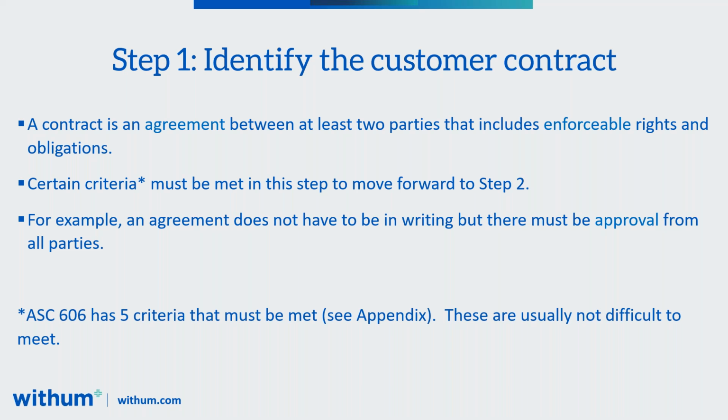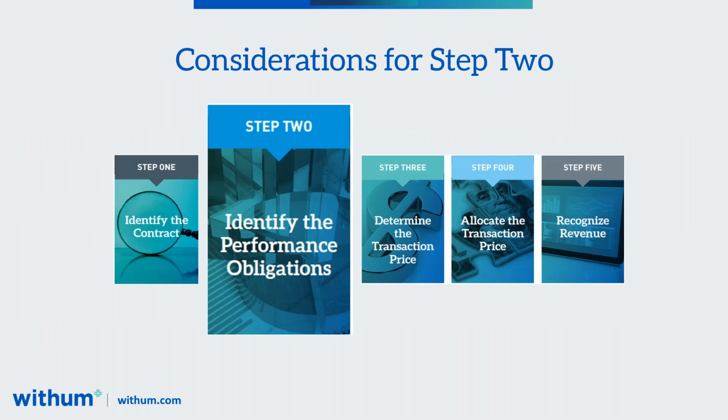And do keep in mind that it doesn't necessarily have to be in writing, right? And we're talking about accounting now. We're not talking about the law or legalities. Obviously, for that, you would probably want to have a contract in writing. But for accounting purposes, this kind of a contract for ASC 606 does not necessarily have to be in writing.